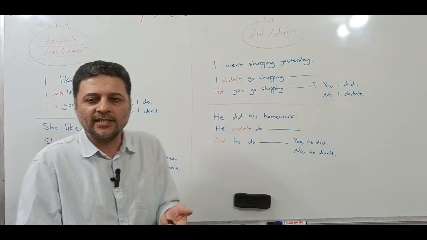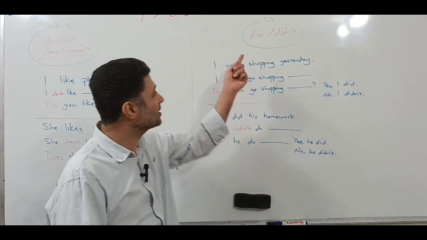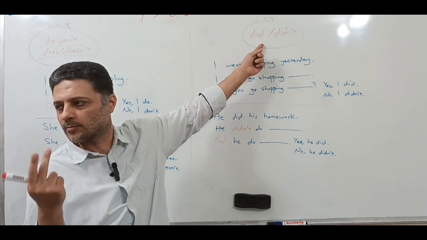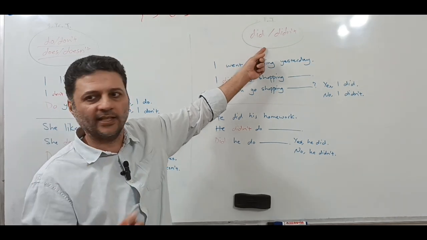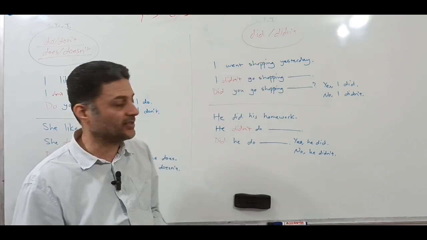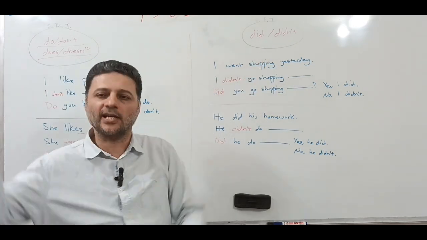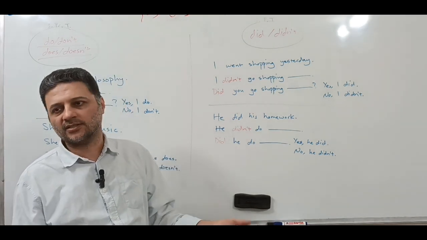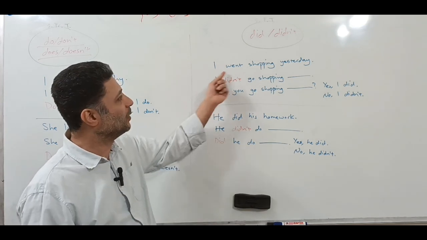For past tense, instead of using do and does, we use only did, not do, does. We don't have two forms. We have only one form, did. And the negative form, didn't. Okay? Now, let's have an example or a few examples here. I went shopping yesterday. Go, went. Went shopping yesterday, past tense. Simple past tense. I went shopping yesterday.